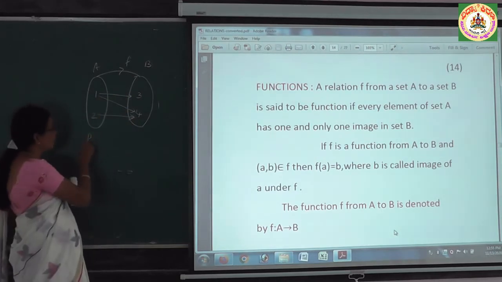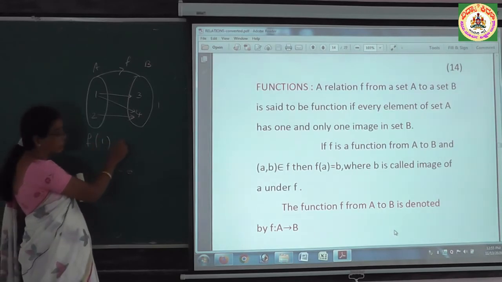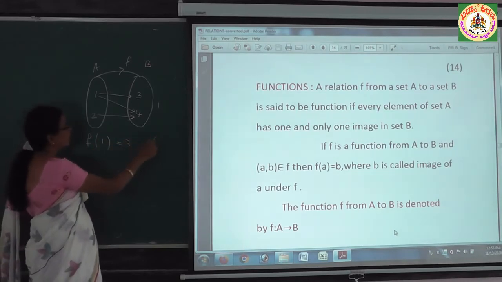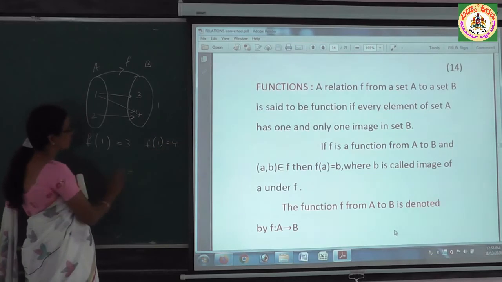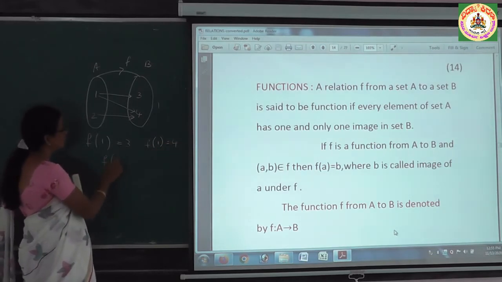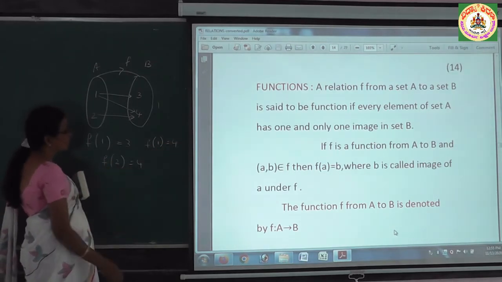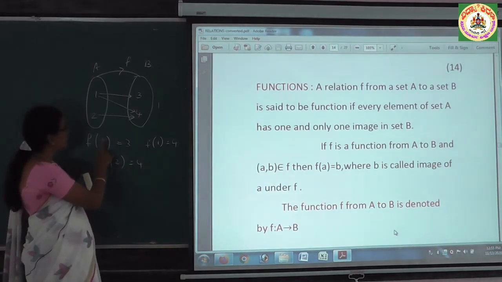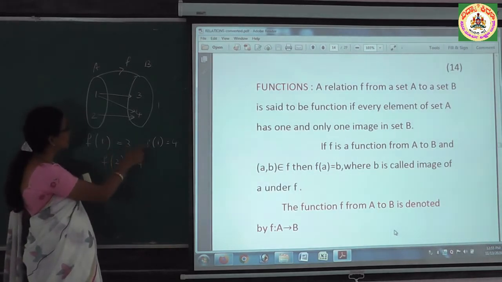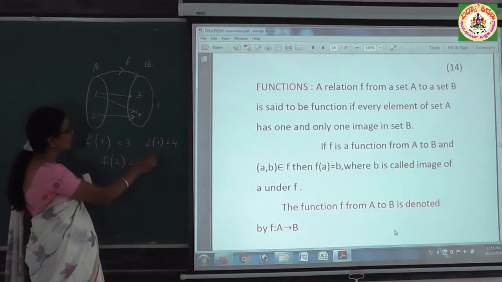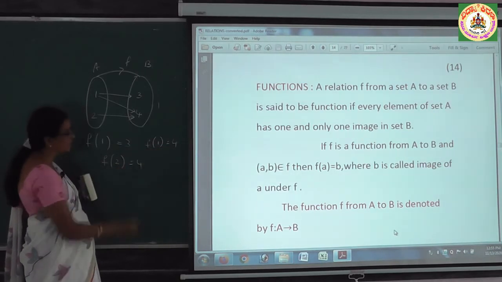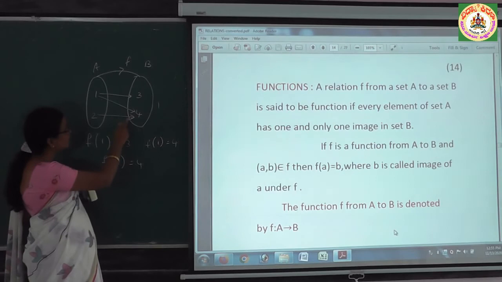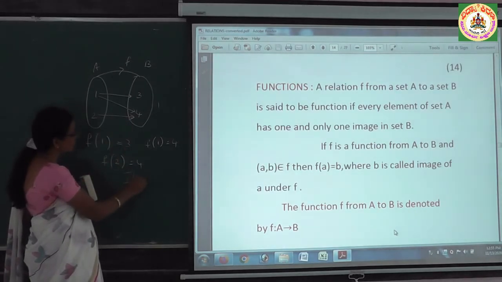Here f of 1 is equal to 3, f of 1 is equal to 4 and f of 2 is equal to 4. Here observe that f of 1 is equal to 3 and f of 1 is equal to 4. f of 1 has two images. So this type of relation is not a function.